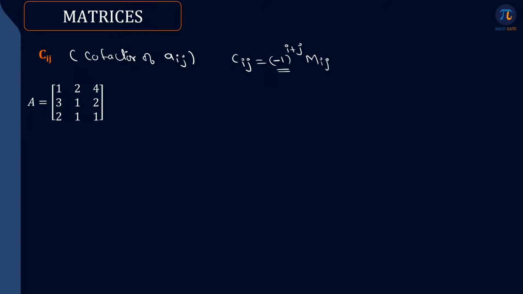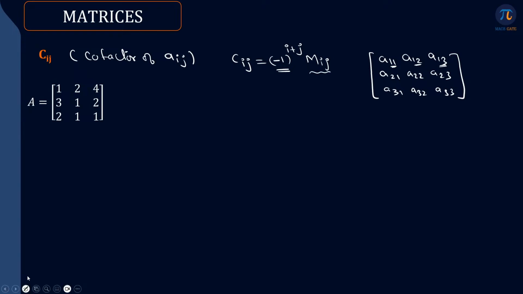And you know, for every element, for example, if it is A11, A12, A13, A21, A22, A23, A31, A32, A33, for every element this sum is already known. 1 plus 1 is 2, even. So you get plus sign. 1 2, you get minus sign. So fixing this sign is very simple. So mainly we are finding minor only.